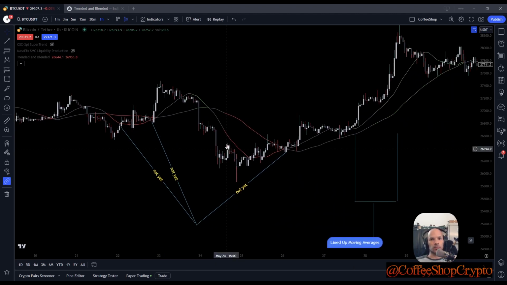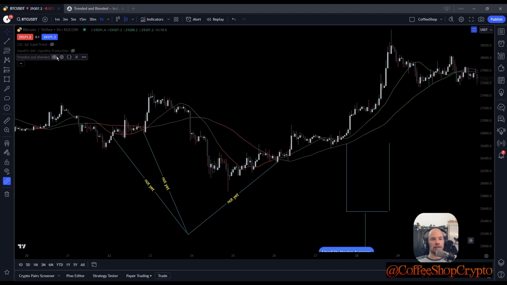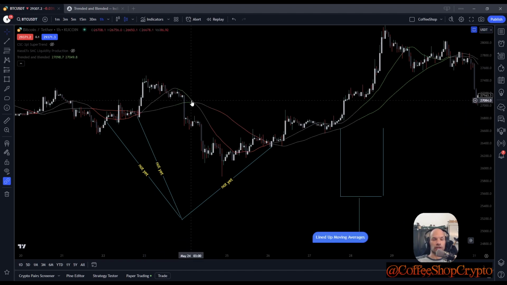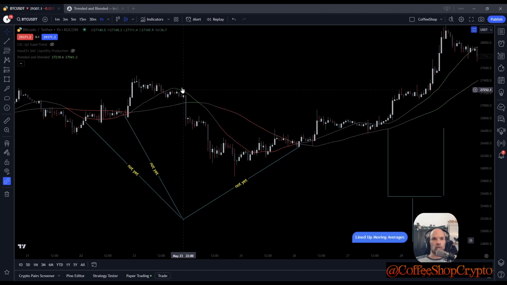So what's so special about this indicator? It's called Trended and Blended. I decided to use some of the special code from Pine Script called color from gradient. And it's coloring your candles as well. You don't see it because I didn't turn it on. But I also did this moving average coloring so that only when they're lined up is it giving you the actual trend. Now this says that they're lined up green, but you can see the price action is not cooperating with that green color. However, it is cooperating here.